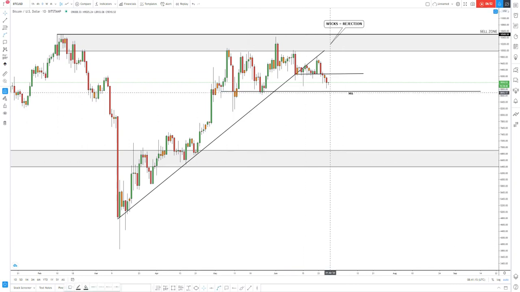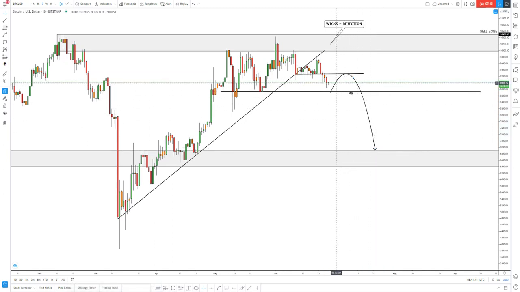But this is what I would do. I'll just wait for a retest back to this area of structure, a retest back into this area of structure right here. So if a retest does happen back into that area of structure, going short on BTC USD would be nice.